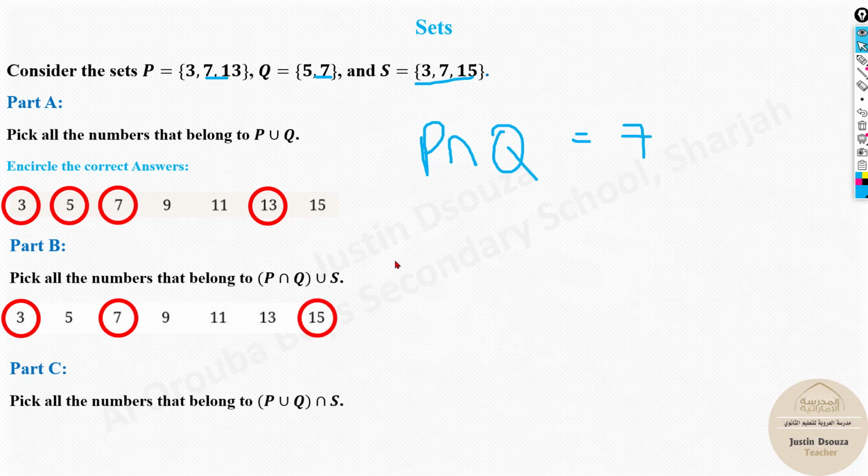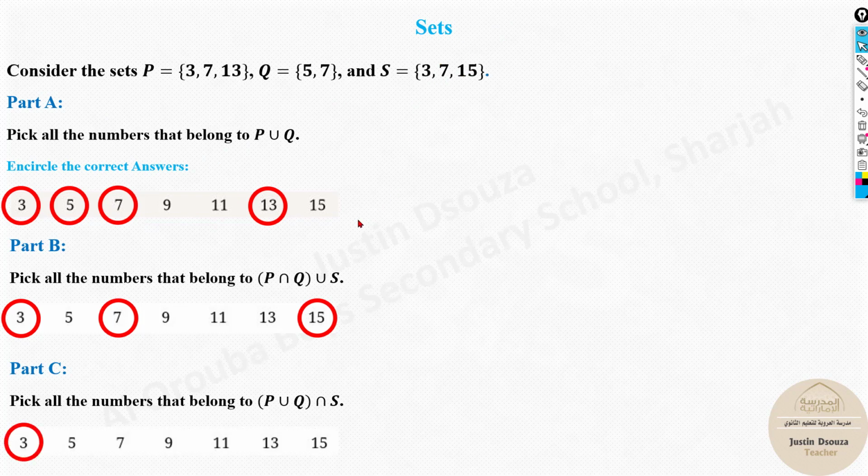Last one over here. Pick all the numbers that belong to P union Q intersection S. So now we have already done P union Q over here. It was 3, 5, 7 and 13. Now find the intersection with S. 3, yes, 3 is correct. 5 is not there. 7 is there. And it's 13. So only these are the answers. So this is how we find intersections or unions. And if it's complex, do it part by part. Do the first part, then continue with the second part.